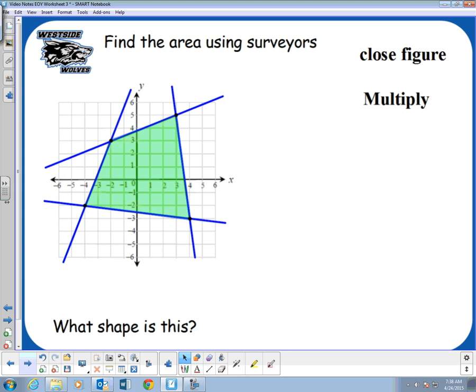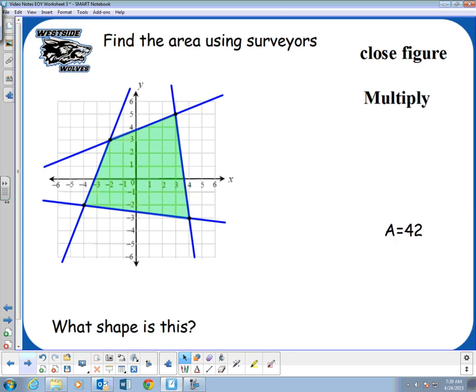All right, so here's another one. I've graphed the figure for you already. We'll just have a figure on a coordinate plane. And so pause the video and work this one, see if you can find the area of this problem. Okay, your area should be 42.